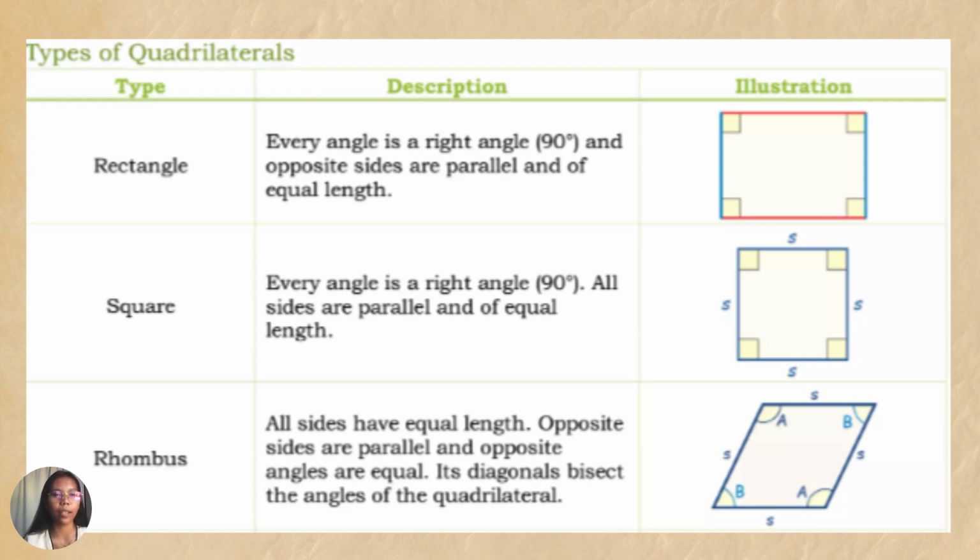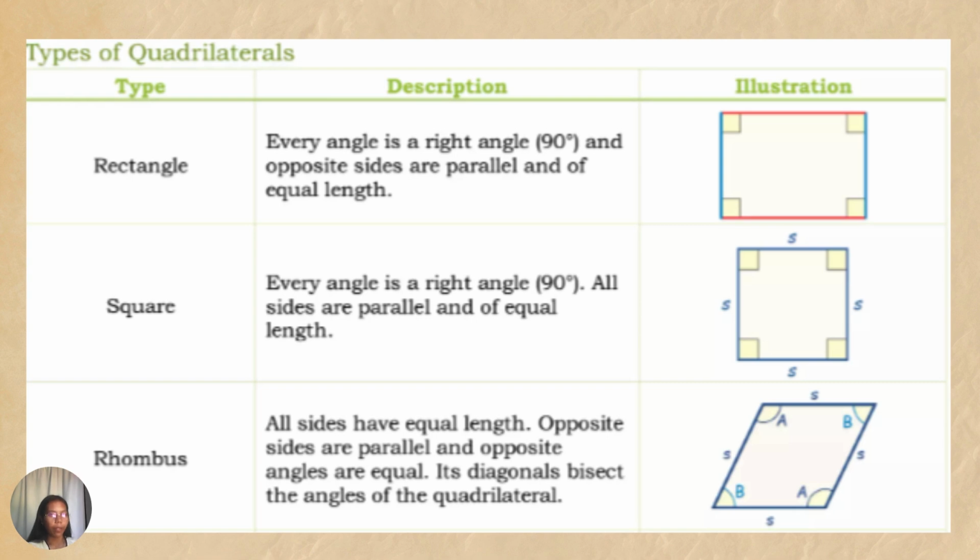Now look at this one. A rectangle. Every angle is a right angle and opposite sides of a parallelogram are equal in length. So a rectangle is a parallelogram with four right angles of 90 degrees each. The opposite sides are equal and parallel. For example, the doors and the windows. That is an example of a rectangle.